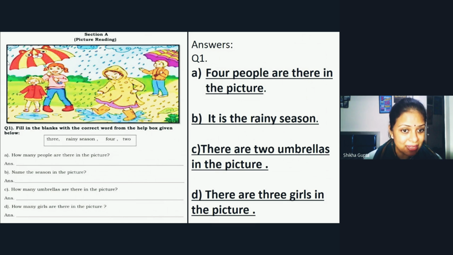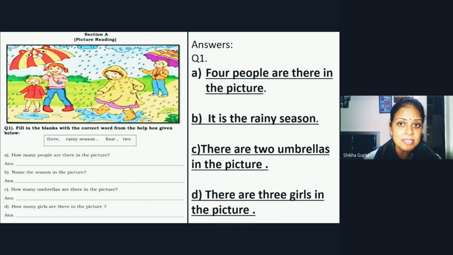How many umbrellas are there in the picture? Count them and tell me. Yes, two umbrellas. So you can just write the answer two, or you may write down there are two umbrellas in the picture. Now, D question says, how many girls are there in the picture? Again, count the number of girls in the picture. So, the answer is there are three girls in the picture, or you just write down three.